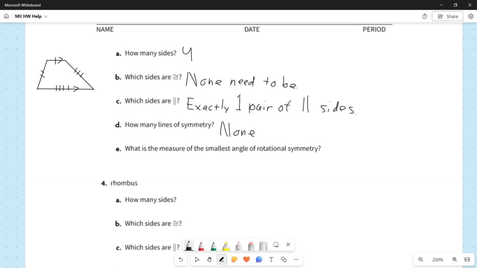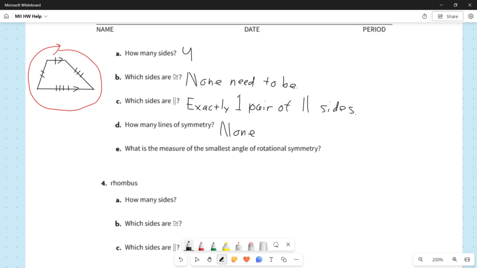And what is the measure of the smallest angle of rotational symmetry? Well, it actually doesn't really matter. If I start rotating this thing, the only way that it's going to look identical, not 90, not 180, certainly not 270, is I actually have to go all the way around. I would have to take this figure and rotate it in a complete circle and get back where I started before I get a figure that would look like my original figure.